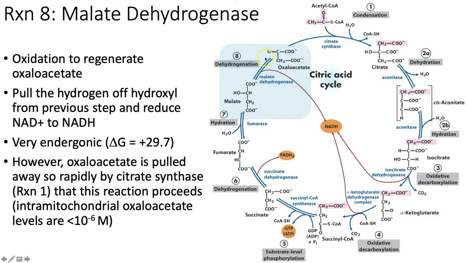In fact, the intramitochondrial concentration of oxaloacetate is on the order of 10 to the minus 6 molar. That's crazy low. That's how fast citrate synthase is. It's basically just sitting around waiting to find oxaloacetate. As soon as it sees it, it grabs it and sends it through the process. That is one of those processes we've talked about before with enzymes: you can push a reaction to happen and you can pull a reaction to happen. And this is a case where citrate synthase is pulling oxaloacetate, i.e. the product of malate dehydrogenase.